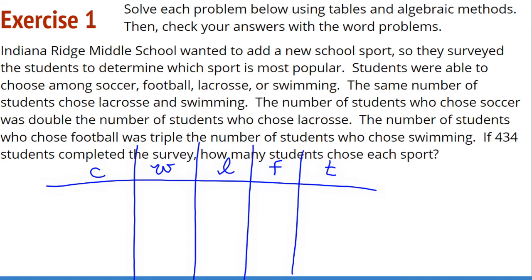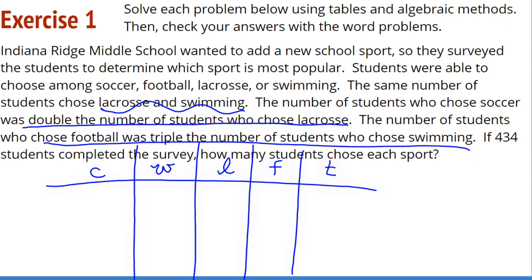Now it says that the lacrosse and swimming are equal to each other, and I have already figured out that they are the lowest numbers because everything else is a multiple. Lacrosse and swimming are equal. Soccer is double lacrosse. And football is triple swimming. So my building blocks are going to be lacrosse or swimming. So I'm just going to, this time, instead of using swimming, I'll use lacrosse. So swimming is equal to lacrosse, so it will be lacrosse. And lacrosse will be lacrosse. Soccer is double those who chose lacrosse, so double the lacrosse. I've already decided that the swimming is equal to the lacrosse, and so I can triple that to get the football.